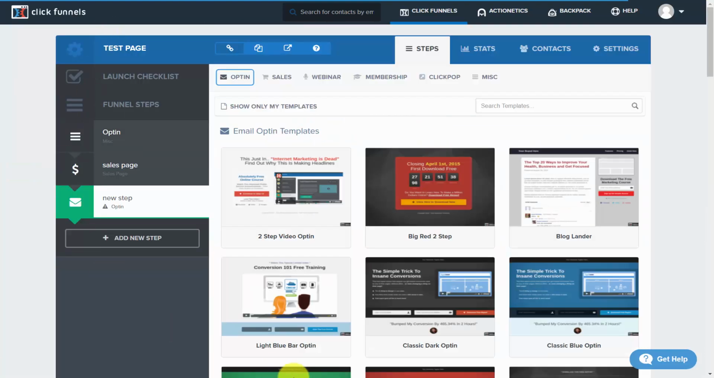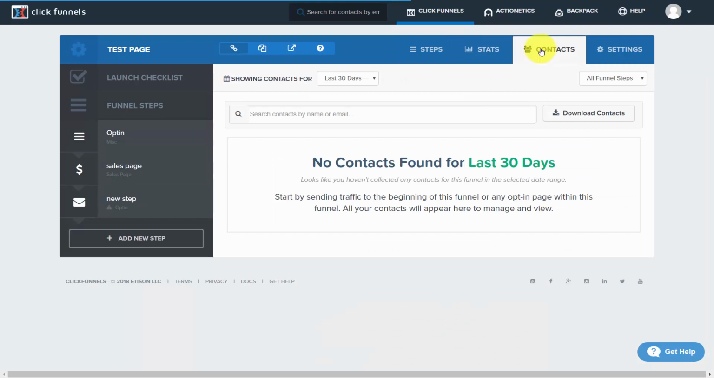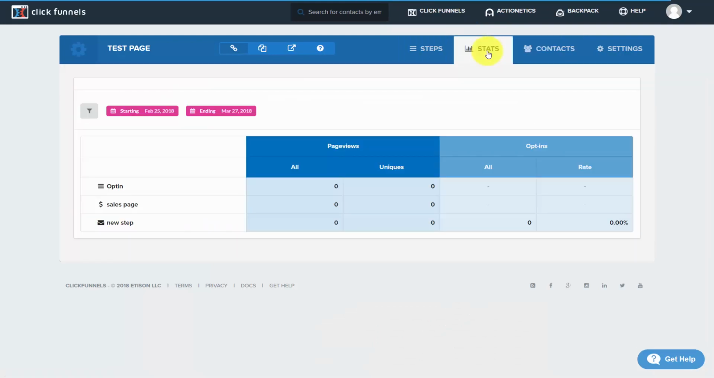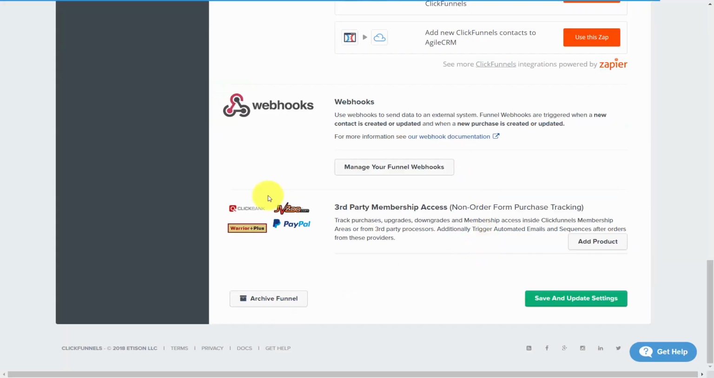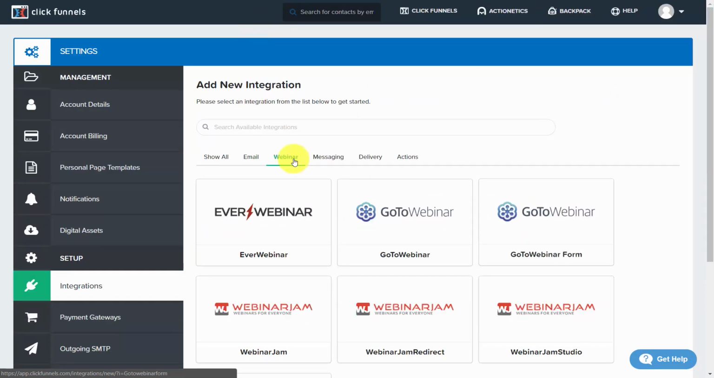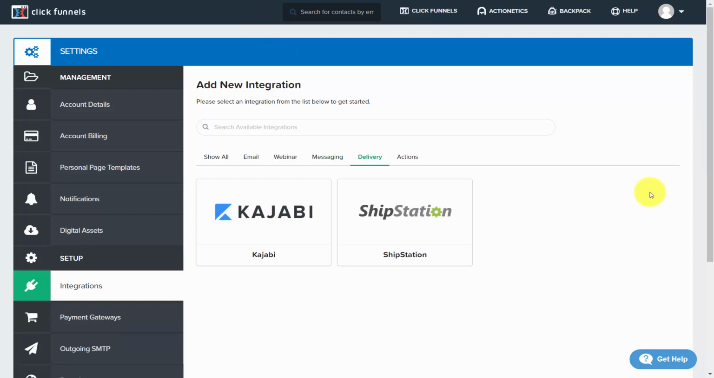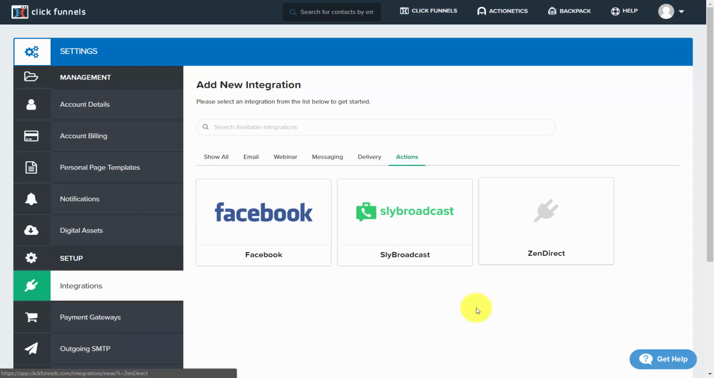And Clickfunnels.com is a page creation system, a contact manager, and a system to statistically analyze your marketing. It allows you to manage your payment systems as well as to manage your third-party marketing systems, including email, webinar systems, messaging systems, physical product delivery, and marketing automation.